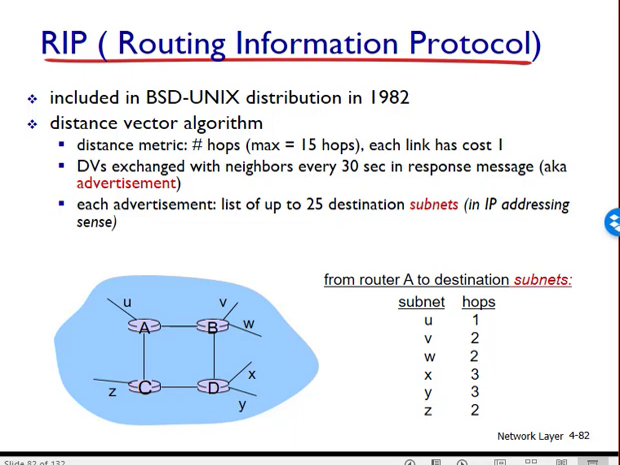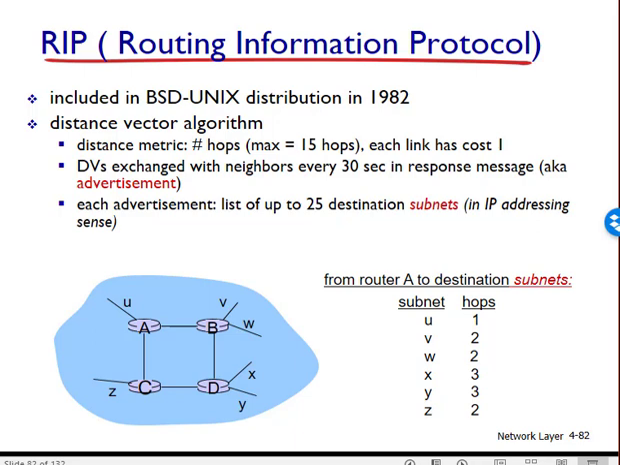In this figure that we have on our screen, we have an autonomous system with 6 leaf subnets, U, V, W, X, Y, and Z. The maximum cost of a path is limited to 15, limiting the use of RIP to autonomous systems that are fewer than 15 hops in diameter. Remember that in distance vector protocols, neighboring routers exchange distance vectors with each other. The distance vector for any one router is the current estimate of the shortest path distances from that router to the subnets in the autonomous system.